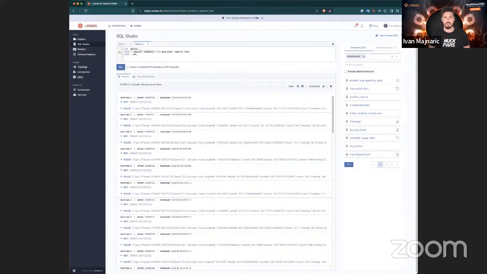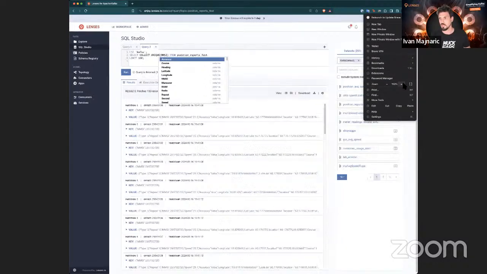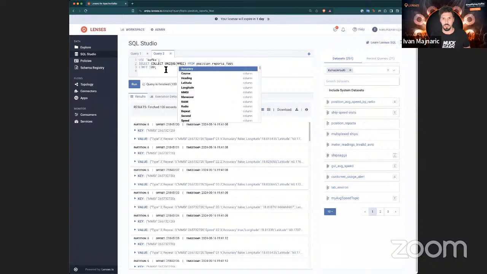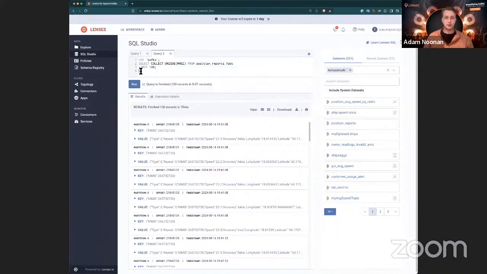We can here see that we have a key, MMSI. Ivan, could we zoom in just a little bit? Yeah, definitely. Oops, my hotkeys are not working. Okay, you see better? Better, yeah.